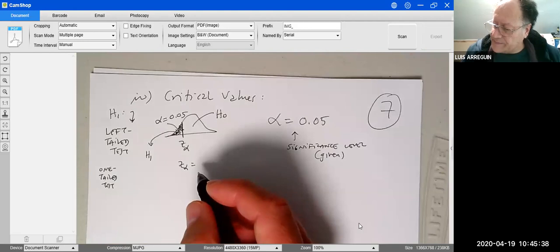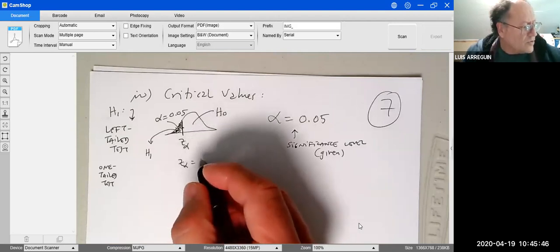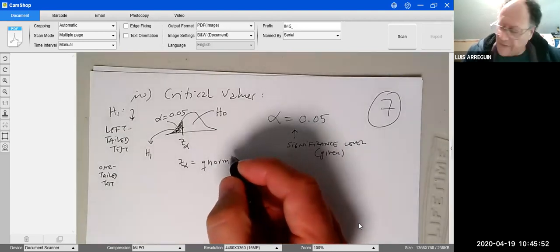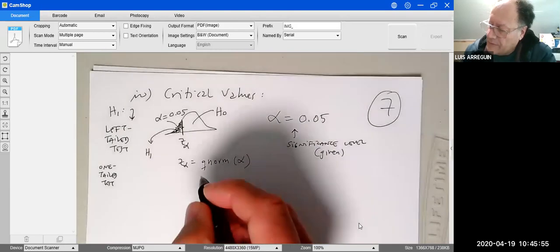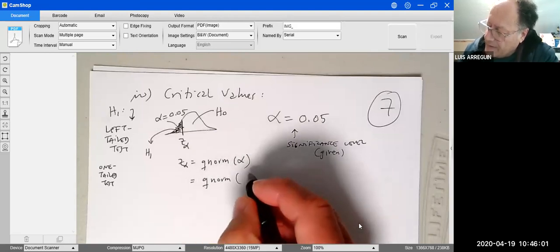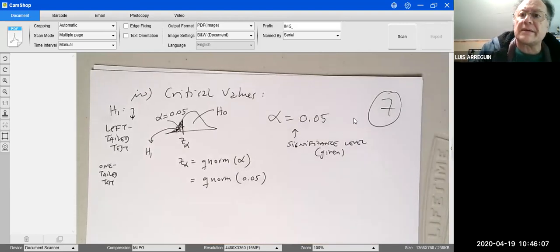We can check our notes, and you can see that the formula that we're going to use to find this critical value is by using qnorm of alpha. So we're going to use R to find qnorm of alpha 0.05. So let's start our work with R. Let's open our program and share the screen now.